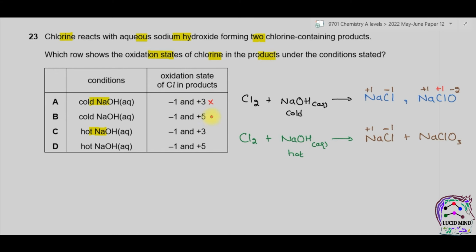They have given +3, which is incorrect, and +5 is also wrong here. Now let's look at the oxidation states in NaClO3. We have 3 oxygen atoms, so -6 for 3 oxygens. We have +1 for sodium. So in order to balance negative and positive charges, chlorine must be +5. So now we have -1 and +5 for hot. The correct answer is therefore D.